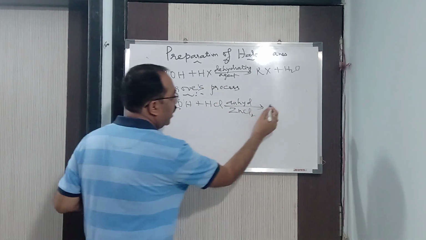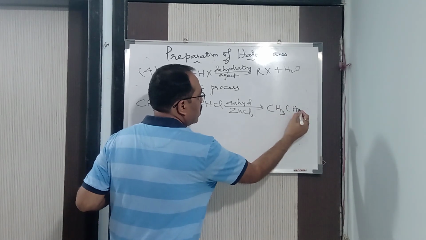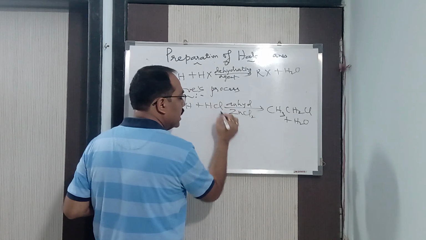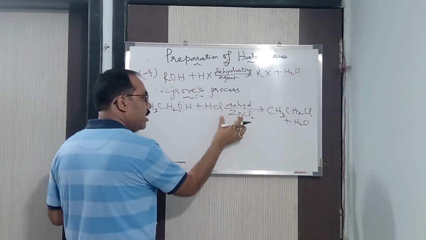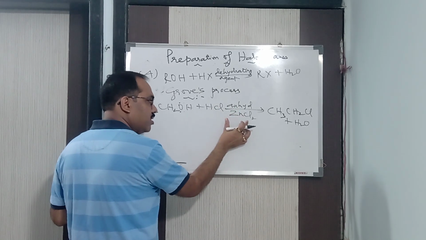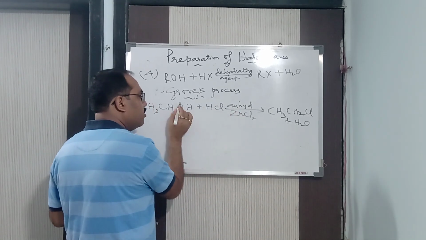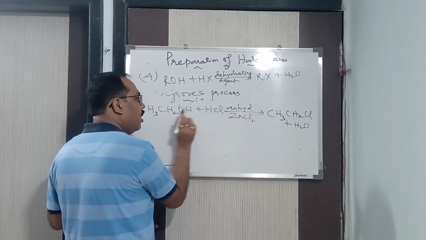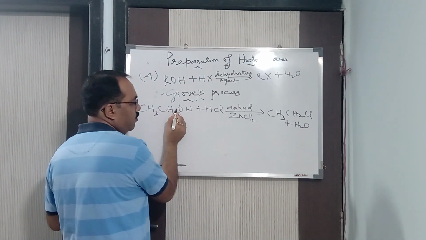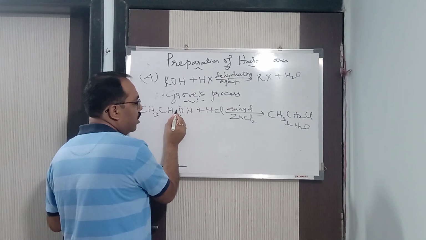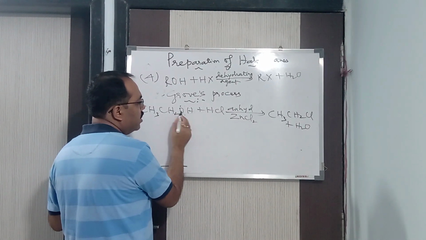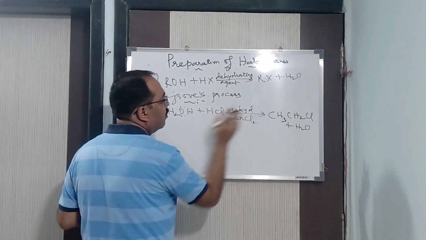So let me complete the reaction so that you will come to know: CH3CH2Cl plus water. Again I repeat, anhydrous ZnCl2 acts as a dehydrating agent, as I have written here. Apart from that, it acts as a Lewis acid. Lewis acid means it will pull out the electron from oxygen. When it pulls out the electron from oxygen, it helps in the cleavage of this carbon-oxygen bond. So when this carbon-oxygen bond breaks, in place of that, Cl comes and takes its place, and hence water is released.